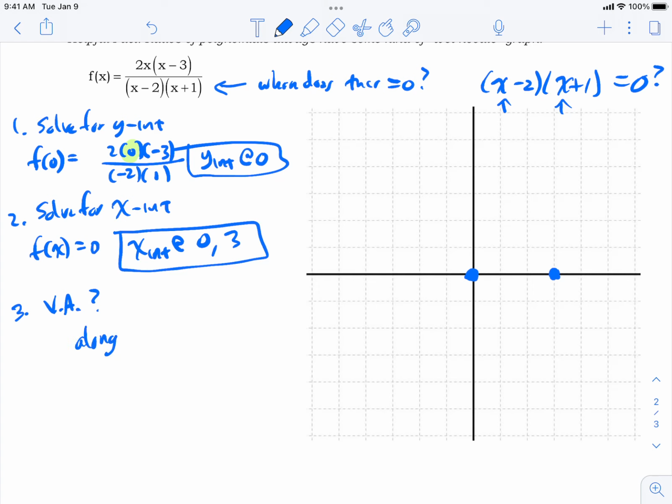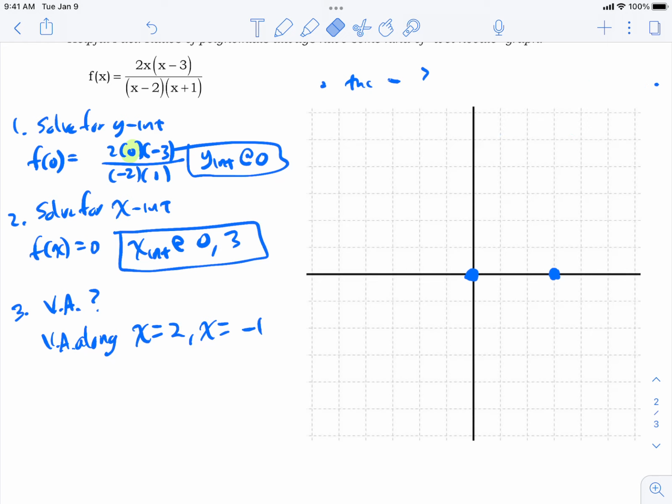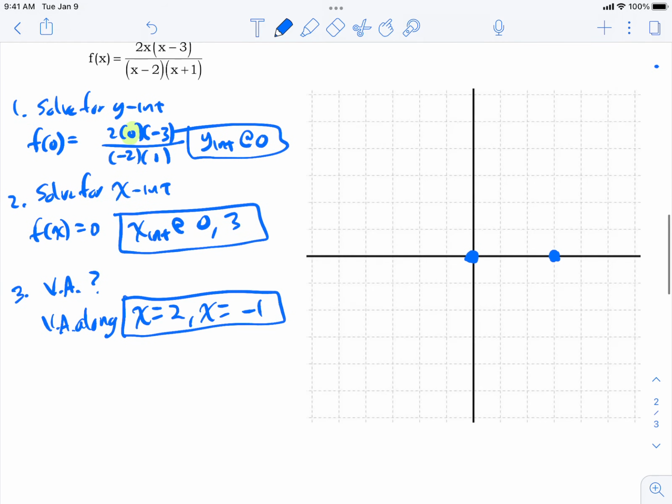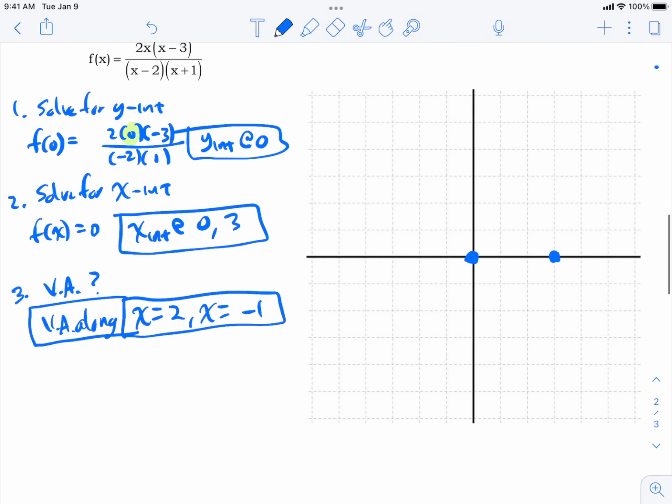We have vertical asymptotes, maybe I'll write it this way, vertical asymptotes along x equals positive 2 and also x equals negative 1. Those two values of x give you a 0 denominator, boom. They give you a problem, boom. You get vertical asymptotes. How do you draw a vertical asymptote? Dashed line, right? Vertical dashed line. So we knew where to put them. I suppose I should have circled this too. You know where to put them. X equals 2 is over here. So we have a vertical asymptote there.